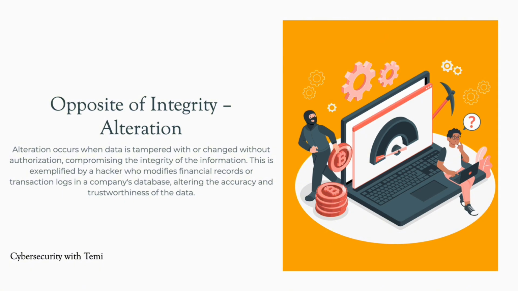The opposite of integrity, alteration, is when data is altered or tampered with. I read a story on LinkedIn recently where a student had been changing his marks in the school's database for years, undetected, for 3 years. I mean, that's crazy. All of these have serious implications.